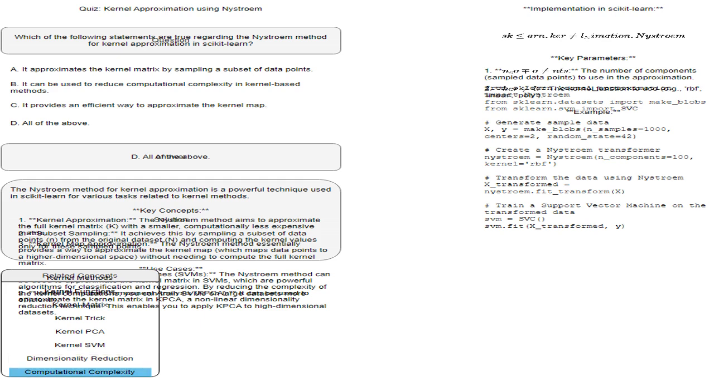Computational complexity. Computational complexity refers to the resources, time and memory required by an algorithm to complete a task. In machine learning, algorithms with high computational complexity can be challenging to train, especially on large datasets. In real-time applications like autonomous driving, computational complexity is a critical factor. Algorithms must be able to process data quickly to make decisions in real time.